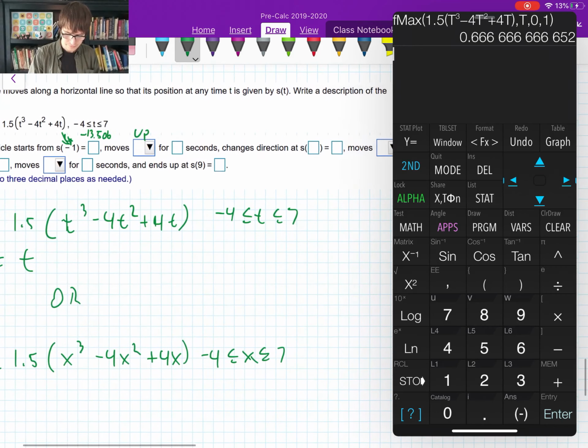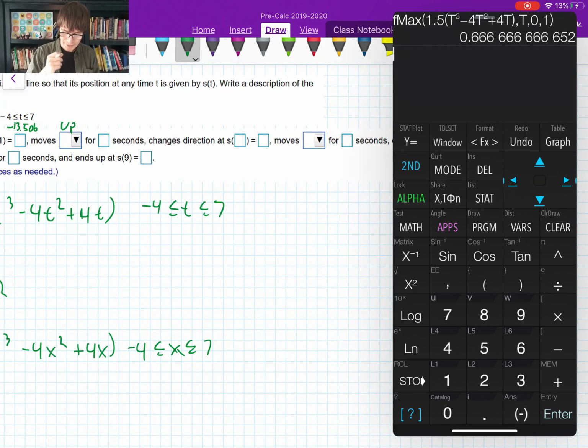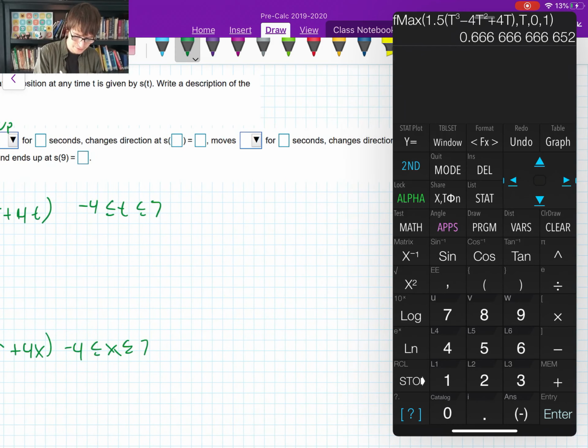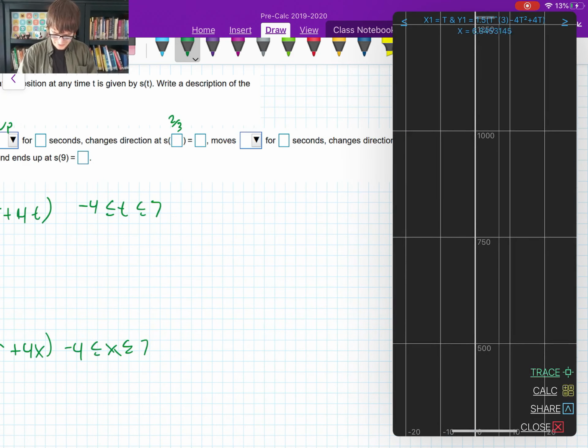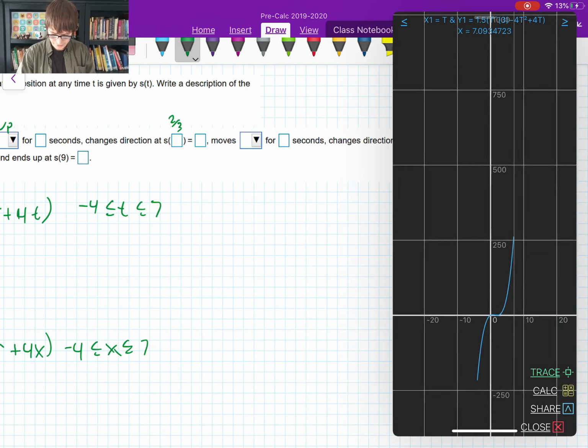So let's see. It changes direction at t equals 2/3. S of 2/3. What is s of 2/3? What is that point? If we were to actually just go back to the graph. Oops. I don't know how that happened. I'm not entirely sure how that happened. Let's keep that there. There we go.